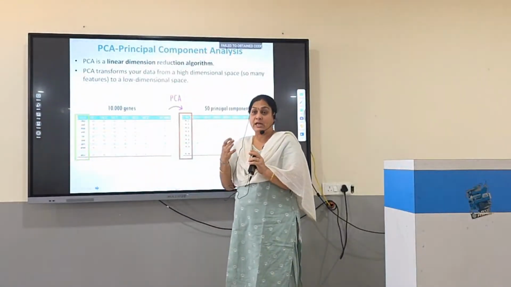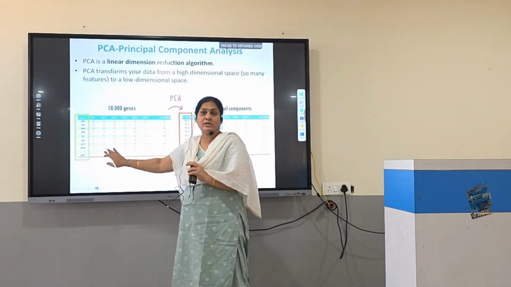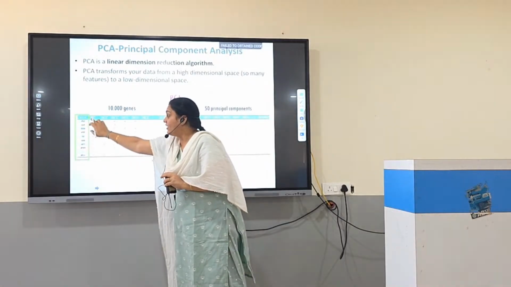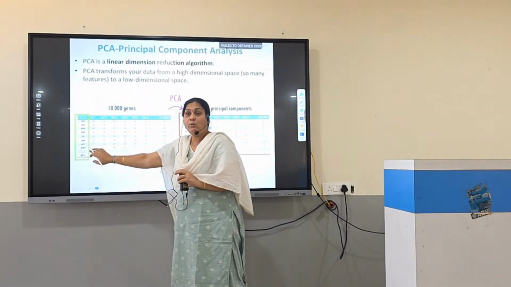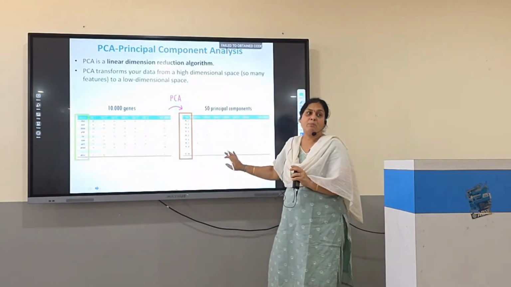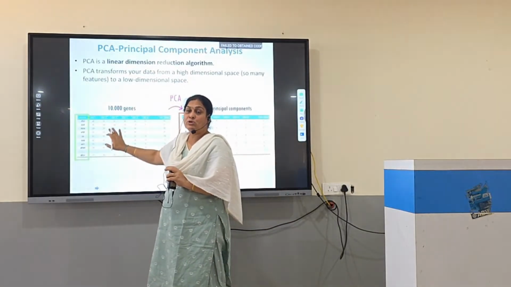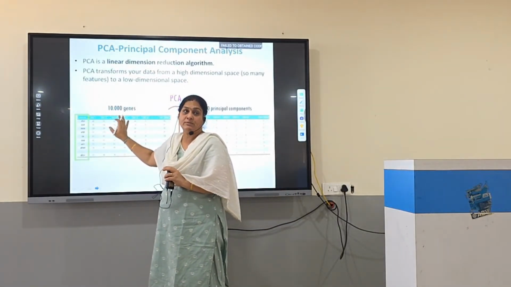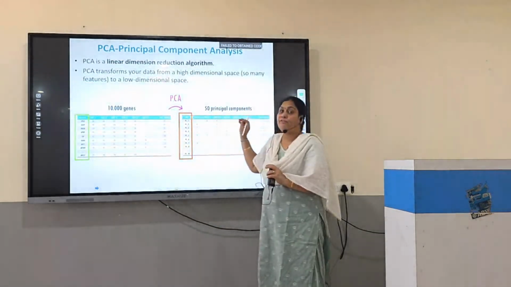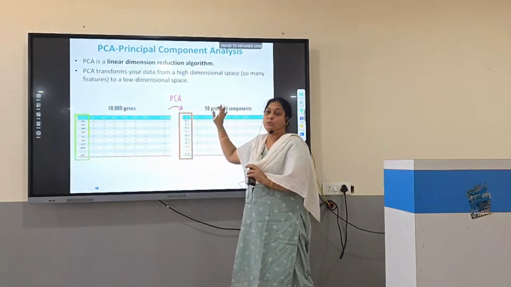Hundreds and thousands of dimensions will be there. Say, for example, this data set, which is related to some genes. It has 10,000 genes. These are the different features. I want to convert these 10,000 genes into some 50 principal components. That means my original data set has 10,000 features, and I want to reduce it to some 50 features. By applying PCA, I can convert this to this.